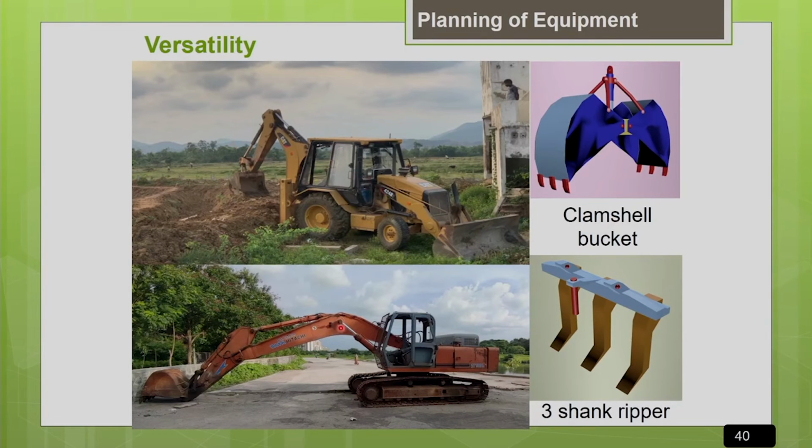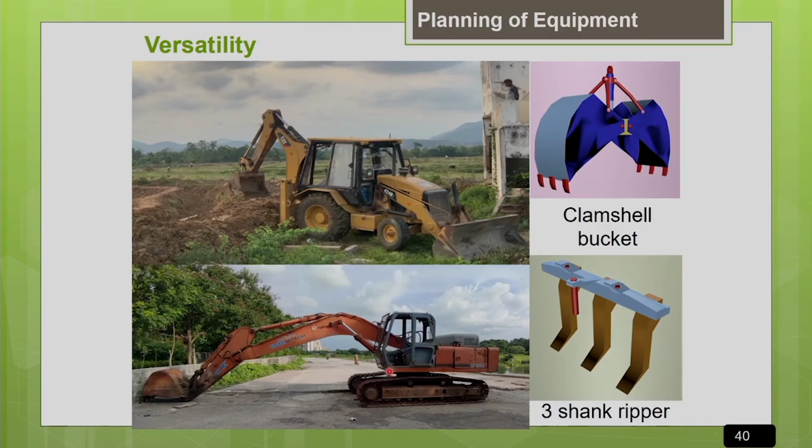And similarly, this excavator, you can see that by changing the attachment, like you can go for this clamshell bucket. So just by changing this attachment, you can use it for deep digging. Similarly, I can go for this kind of 3-shank ripper and use this excavator for cutting the earth or cutting the rock. Okay, so whatever may be the application, accordingly. So you can see, just by changing the rigging device or changing the attachments, I can use the same machine for different applications.